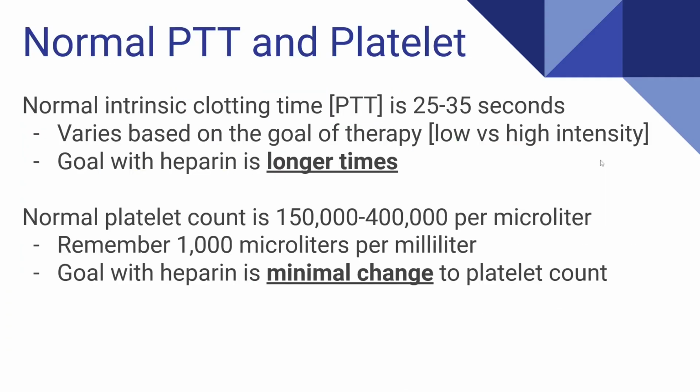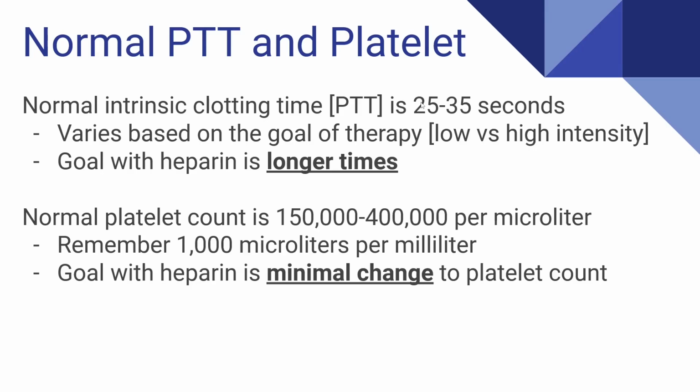So a normal PTT, and this is dependent on what kind of therapy you're going for, but a normal PTT or clotting time is between 25 and 35 seconds. If you're on a low or high intensity therapy, this range might change, because the goal with heparin is to have a longer clotting time. Right? You want to avoid these fast clotting times, these low second clotting times.